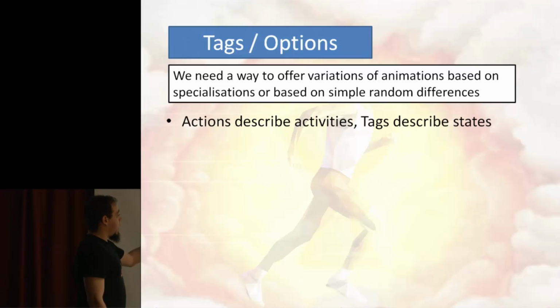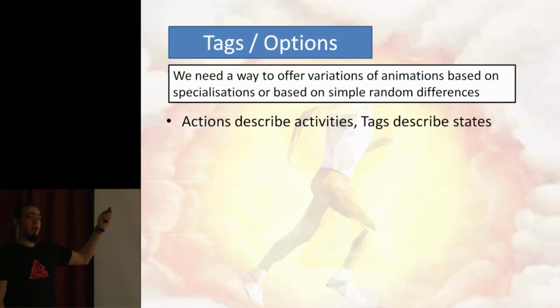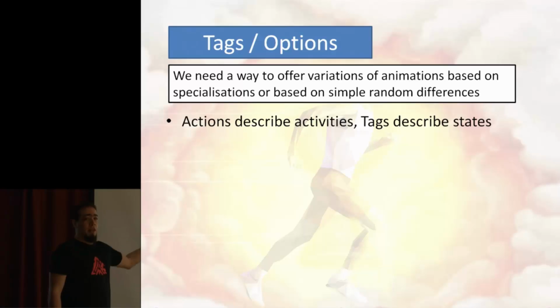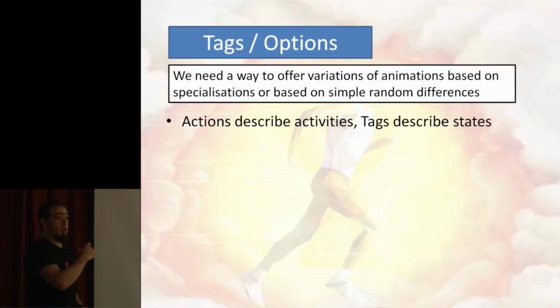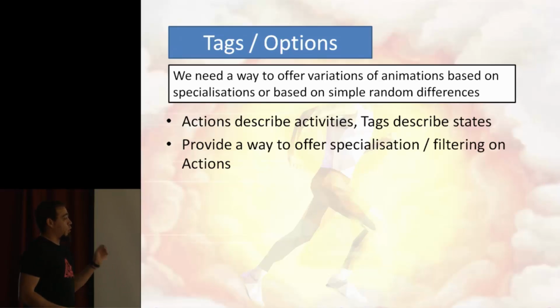So actions describe activities. Tags describe the state of the character or said activity. For example, when you say jump, that is just the jump action. The action is going to play jump. However, the tag is the one that can tell you, is my character health low? When you set a health low tag or a health high tag, or is this an agile guy that's going to run, or is this the slowed down debuff applied on top of me? So these are the states that are applied on the character themselves. They provide a way to offer specialization and to offer filtering.